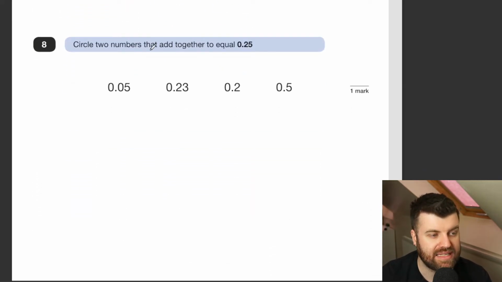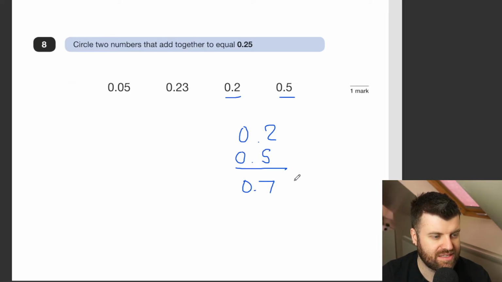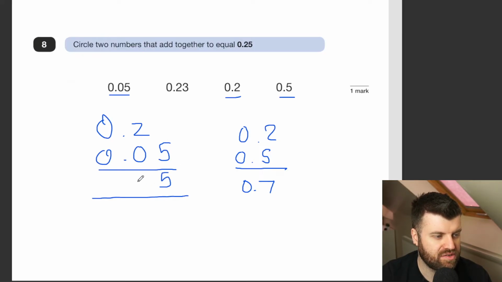Circle two numbers that add together to equal 0.25. You might see 0.2 and 0.5 and think, cool, 0.25. No, look what happens when we add them. If we line up our digits correctly, 2 plus 5 actually gives us 0.7. That is not correct. What we want is 0.2, and then we're going to take 0.05 because that shoves the 5 down to the hundredths, which is perfect when we add it up. 5 hundredths, 2 tenths, and we have 0.25.